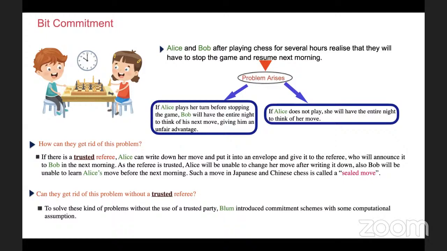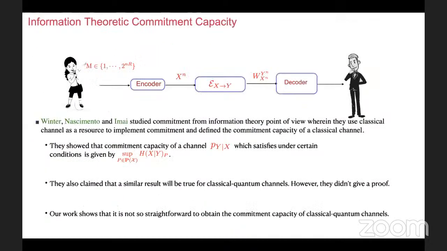So the main question is, is it possible to accomplish the above task without the presence of a trusted referee? This kind of problem was introduced by Blum, wherein he assumed certain computational restrictions on the parties. We will talk about this problem in the information theory scenario. This problem was introduced by Winter, Nascimento, and Imai from the information theory point of view.